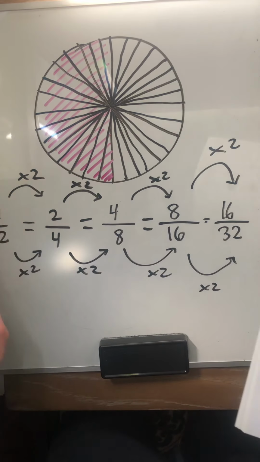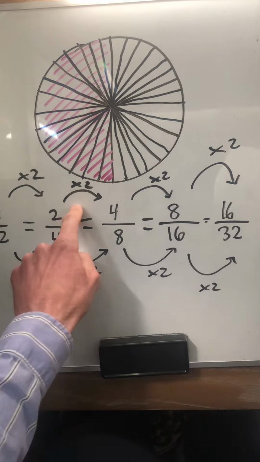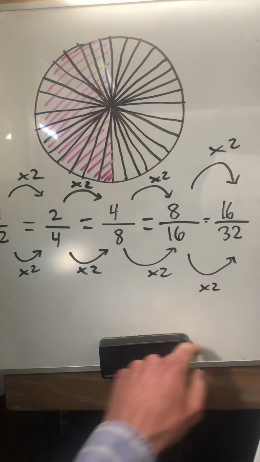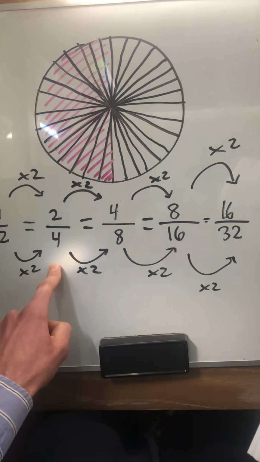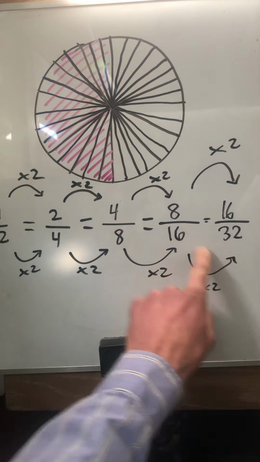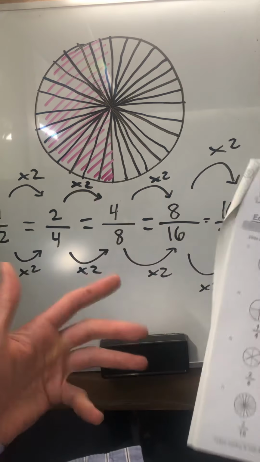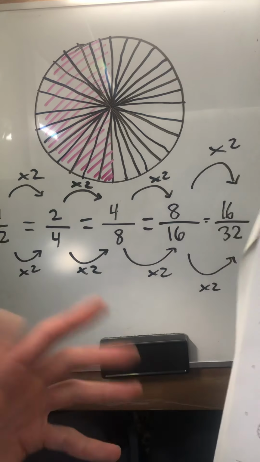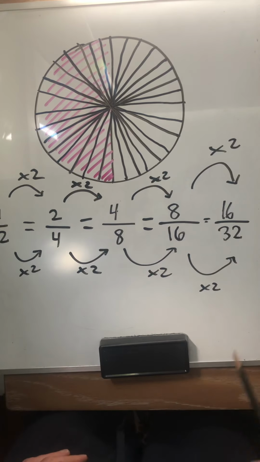Whatever happens at the top, happens at the bottom. If the top doubles, the bottom doubles. Top doubles, bottom doubles. So 1/2 is 2/4, which is 4/8, which is 8/16, which is 16/32. It just means the pieces are getting smaller and smaller. But as the total pieces get smaller and smaller, you get more of them. So you still have the same amount of stuff.